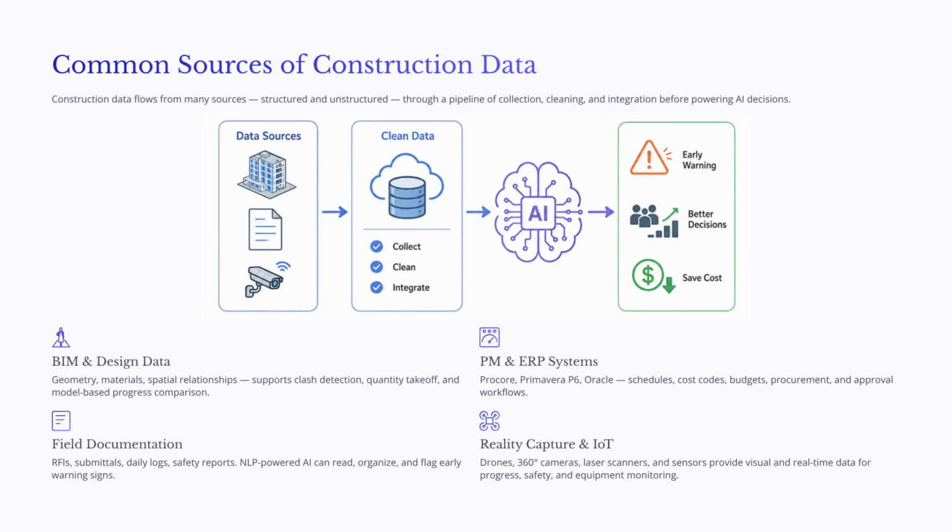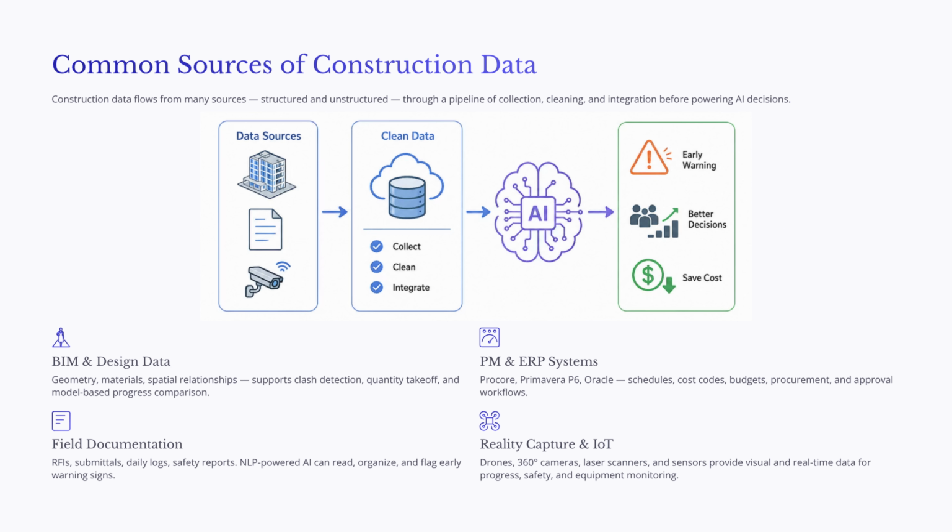First, we have BIM and design data. BIM models contain geometry, materials, spatial relationships, system information, and project intent. This data can support clash detection, quantity takeoff, constructability reviews, and model-based comparisons between planned and installed work.